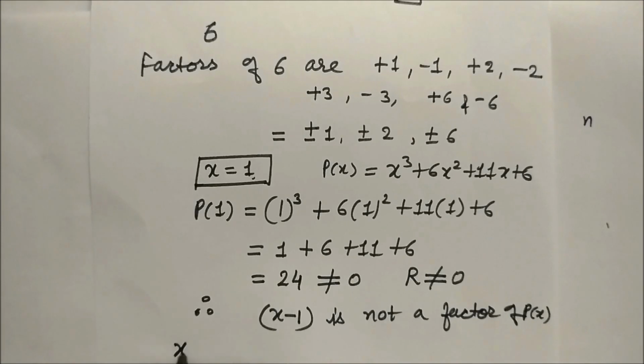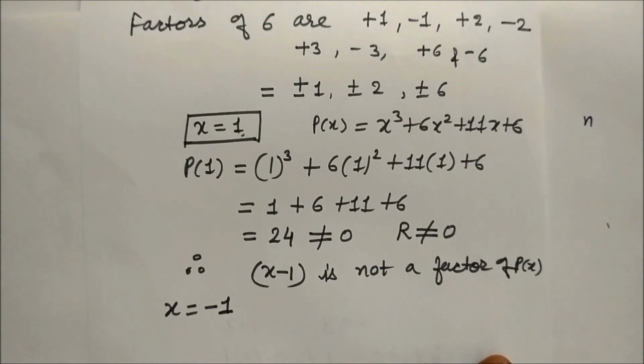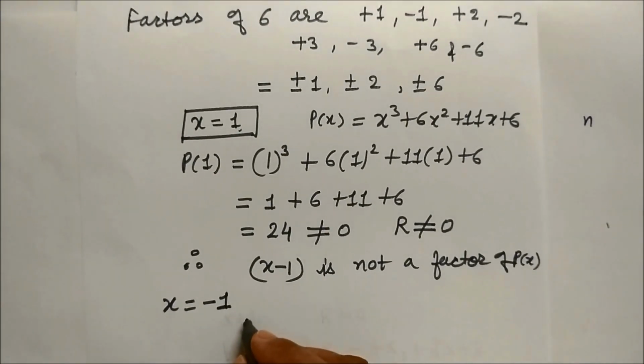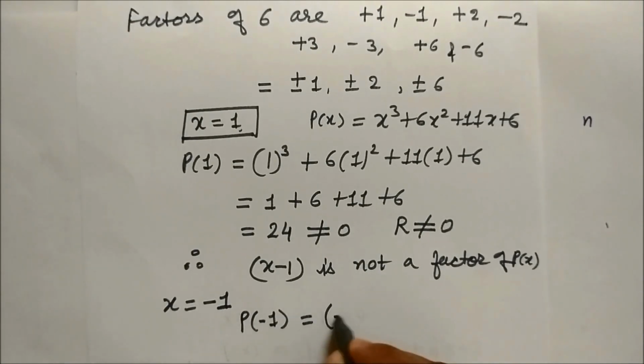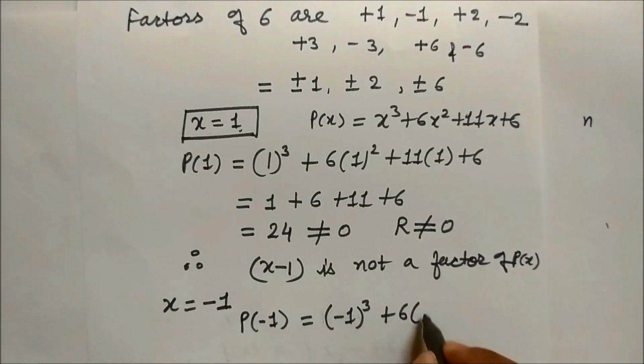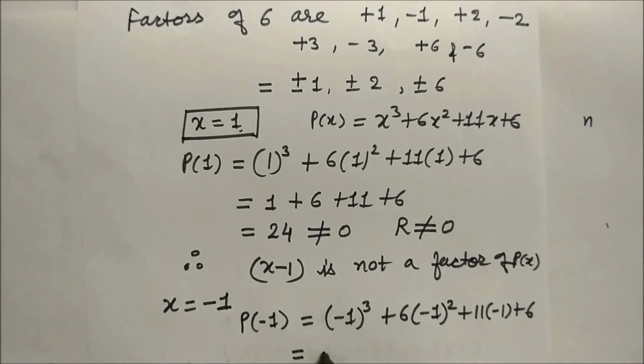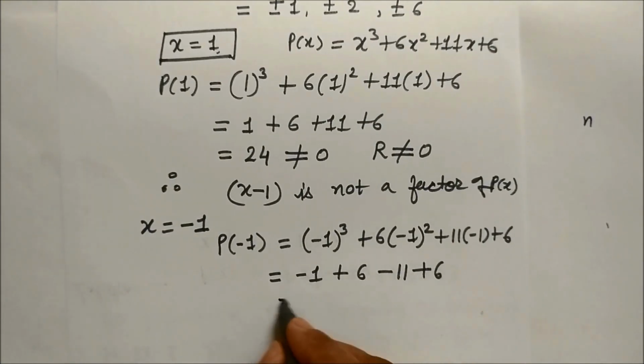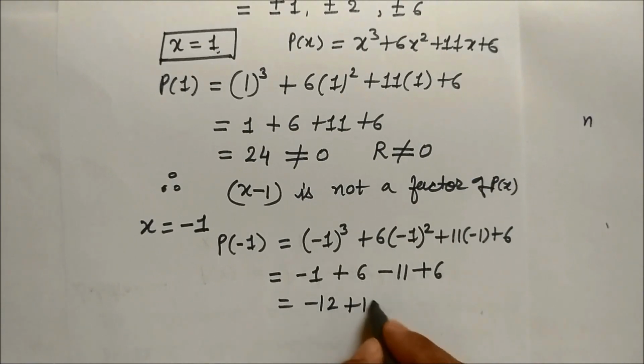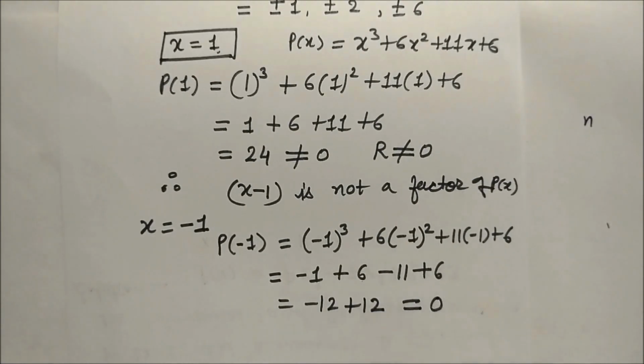Next number we will take here, x is equal to minus 1. And again the same method we will use here. We will put here x is equal to minus 1. So putting x is equal to minus 1 in the polynomial, we have p of minus 1 is equal to minus 1 cube plus 6 minus 1 square plus 11 minus 1 plus 6. Minus 1 cube is here minus 1 itself. Minus 1 square is plus 1 into 6 is here 6 minus 11 plus 6. Minus 1 and minus 11 is equal to minus 12. 6 plus 6 is equal to 12. And here this is equal to 0.